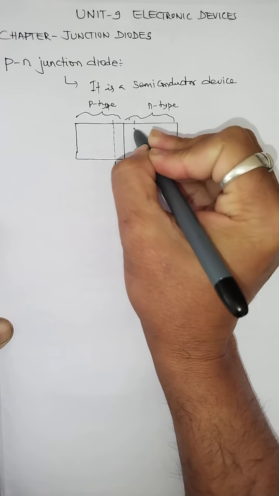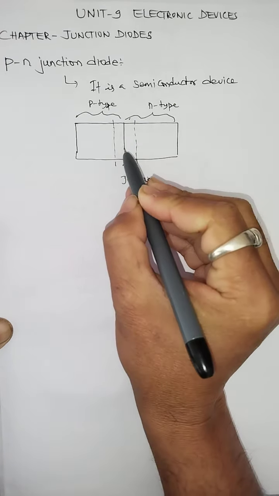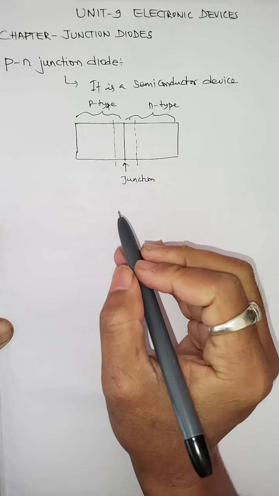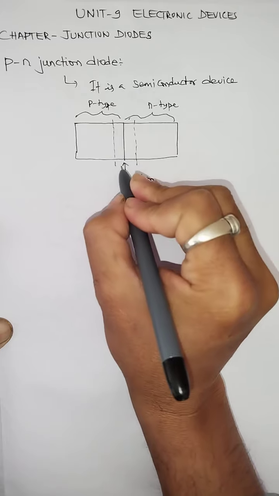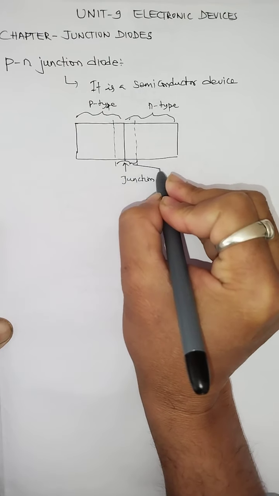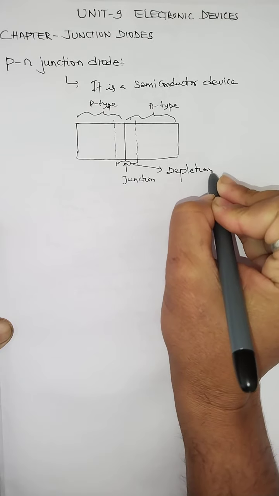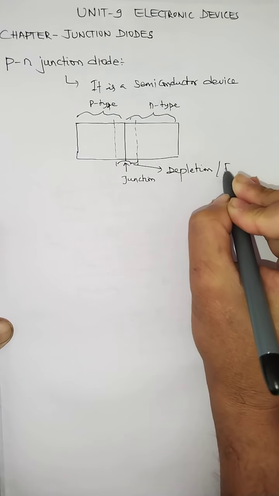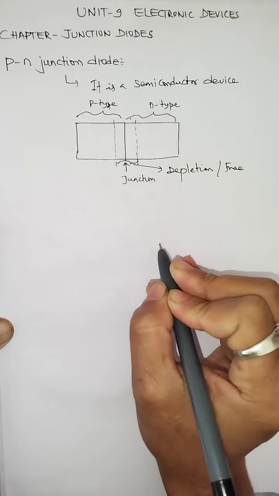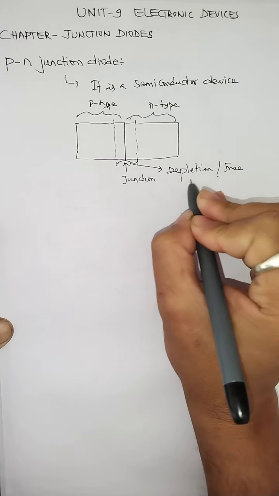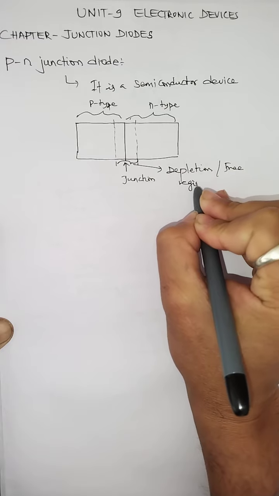There will be a small region which is created near the junction due to the diffusion of electrons and holes near the junction. This region which is created is also known as the depletion region. What region? Depletion region. Now the word depletion also means free. So the depletion region is also called the depletion layer.